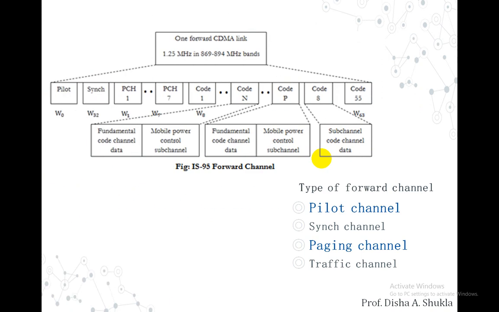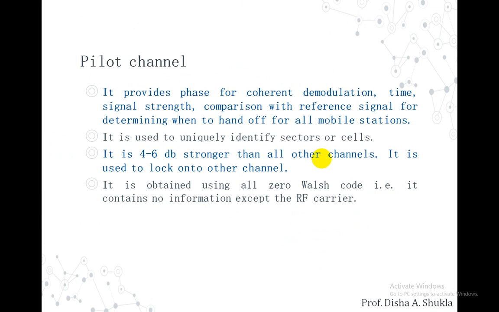Now this is how an IS-95 forward channel looks, that is the CDMA forward channel looks. Now here, as you can see, there are different types of the forward channels, that is the pilot channel, sync channel, paging channel and traffic channel. So all of them have different functionalities to be taken care of, and this is how a whole CDMA link is established. Say the first one is the pilot channel.